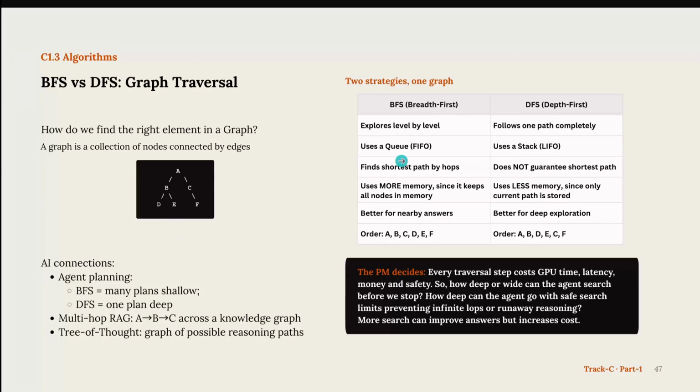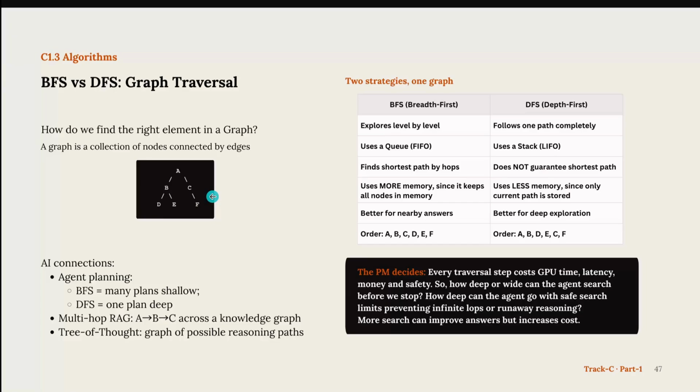Breadth first search finds the shortest path by hops, whereas depth first search does not guarantee the shortest path, because you're going deep first, coming back and going deep again. This could take a lot of time. That's why breadth first uses more memory, because it has to make a note of all the elements in memory. But depth first uses less memory because, at any point in time, it has only one path in its memory.